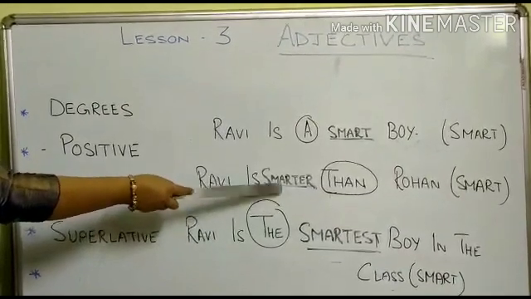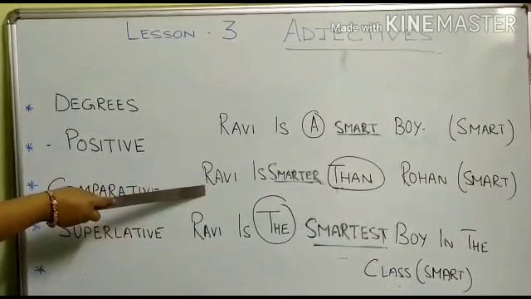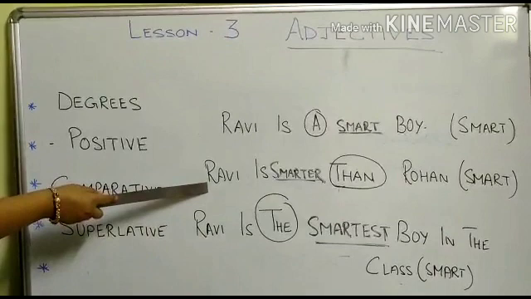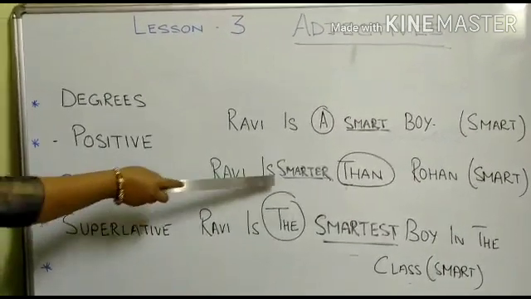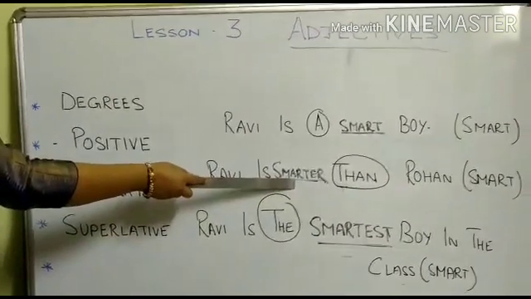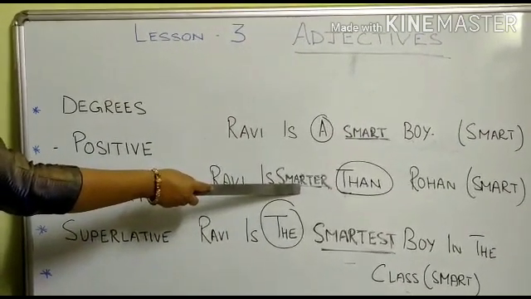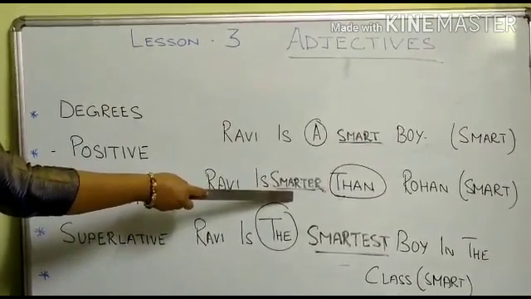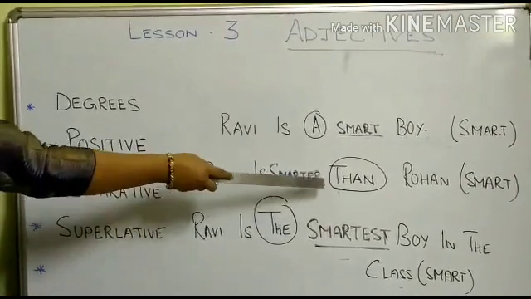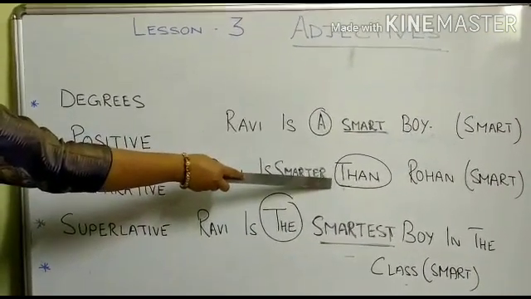I am repeating. If the comparison is between two things, two persons, then we will use the comparative degree, that is we will add ER and put the adjective in the blank. And in the comparative degree, always "than" will be there in the sentence.